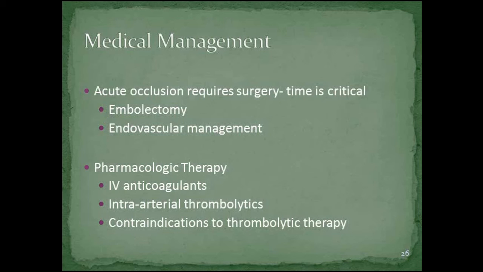Endovascular management is similar to heart cath, but instead of doing the coronary arteries, they will actually do runoff studies and try to see how much blood flow is there, and then they can do stenting and other types of procedures similar to what we would do for coronary arteries to try to restore blood flow to that extremity. But embolectomy is the treatment of choice for an acute arterial occlusion because it's the quickest. Okay, time is critical.